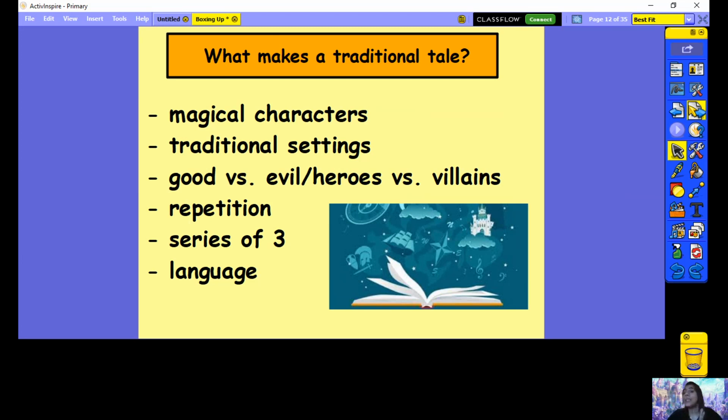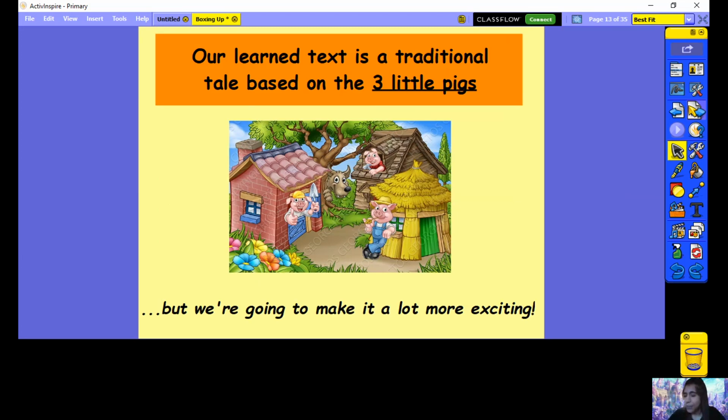So our learn text, and I can't remember if I've given this away or not already, is going to be the 3 little pigs, but it has been changed slightly. We're going to make it a lot more exciting. So let's see, as I'm reading the story to you, whether you can spot the differences.